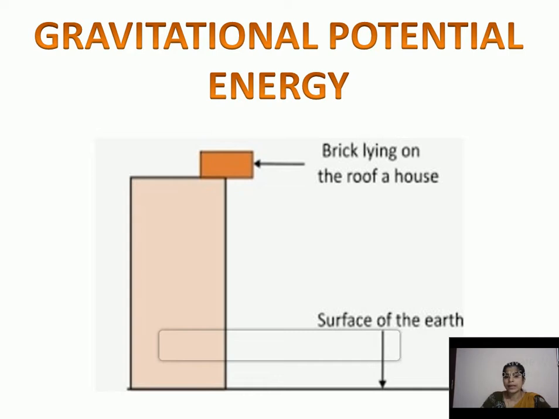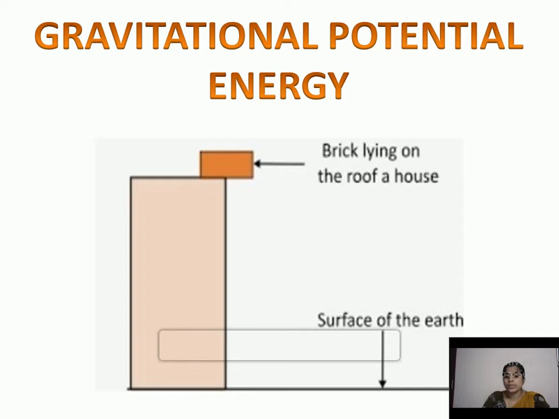There is a direct relation between gravitational potential energy and the mass of the object. More massive objects have greater gravitational potential energy. There is also a direct relation between gravitational potential energy and the height of an object. The higher the object is elevated, the greater the gravitational potential energy.